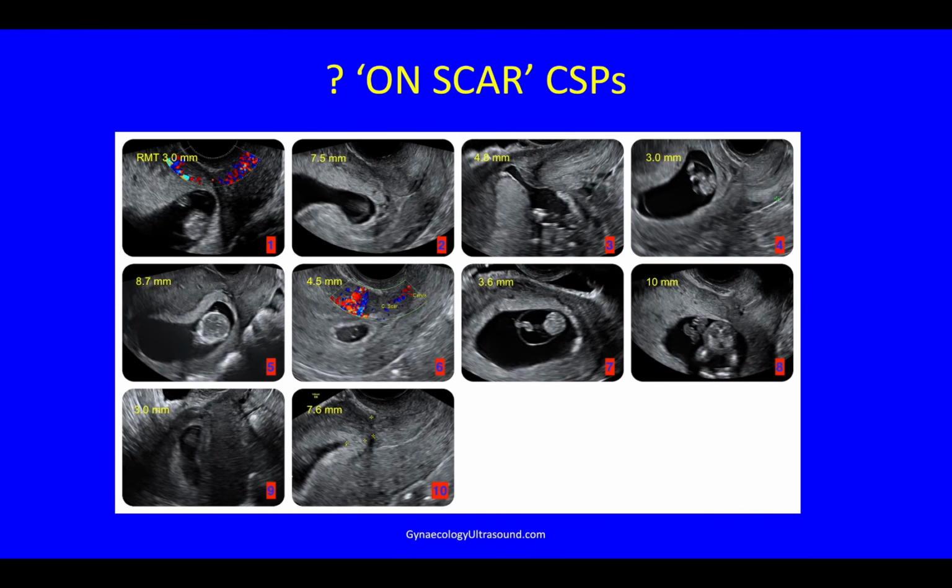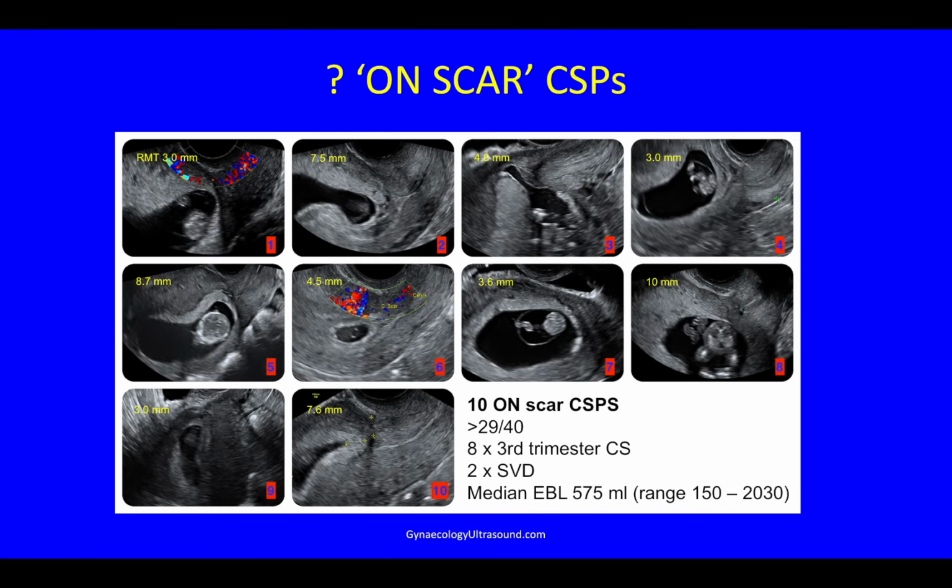It's not entirely clear. So if I looked at some of our possible on-scar pregnancies, here is 10 examples, and these patients all did very well. They had caesarean sections and normal vaginal deliveries. There were no caesarean hysterectomies here, and not many postpartum hemorrhages.